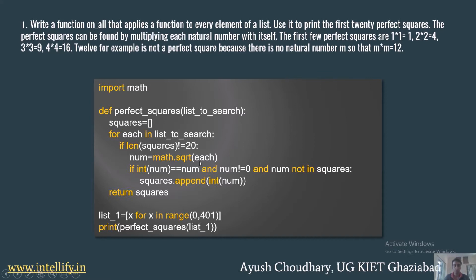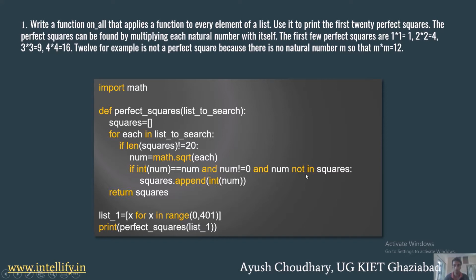I want to tell you here that the square root function is not directly available in Python. You have to import the math module to enable the square root. So we iterate through each element of the list and find its square root. For a number to be a perfect square, its square root should be an integer. So in the next line, if the integer of the number is equal to the number itself, then that is a perfect square.